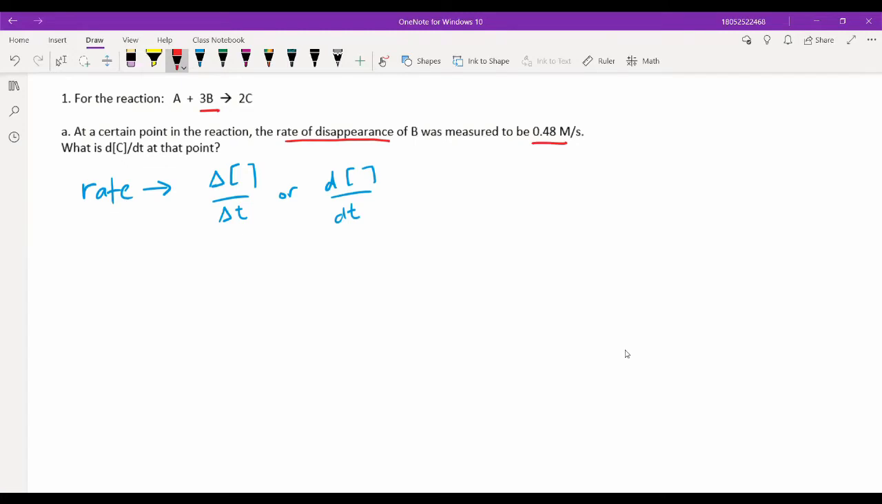If you actually measured the rate of disappearance or the rate of change of B, it would be negative 0.48, right? If you're using that up. But as just a convention, we're going to just again use positive numbers for rates. Something to be aware of, basically. Okay, so we know the rate of change of B. We want to find the rate of change of C at this point. So we're looking for this here.